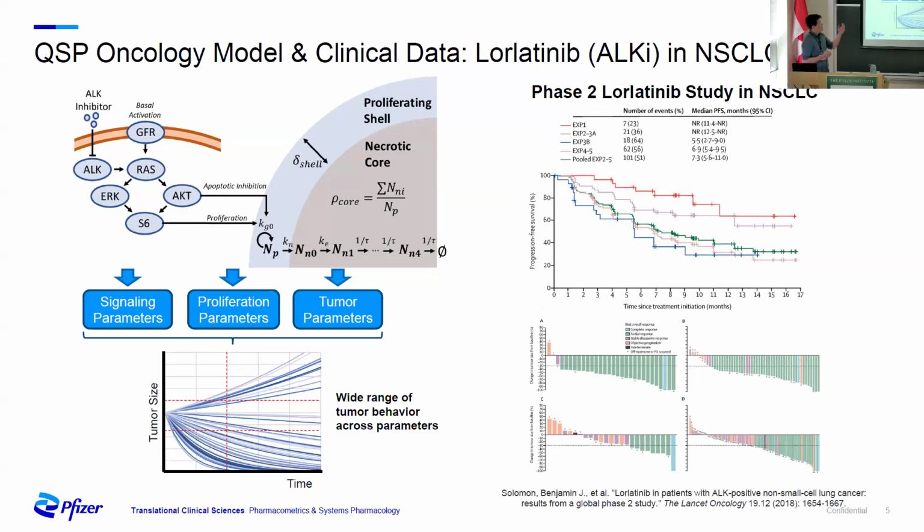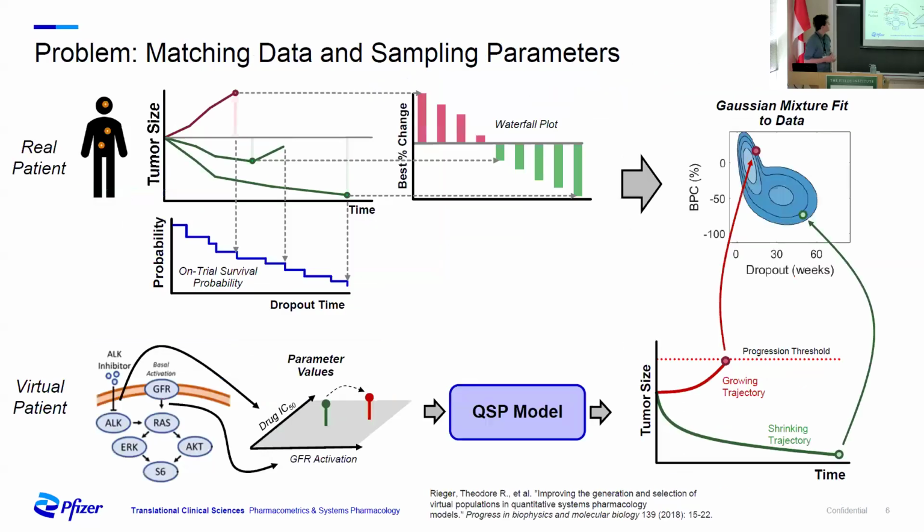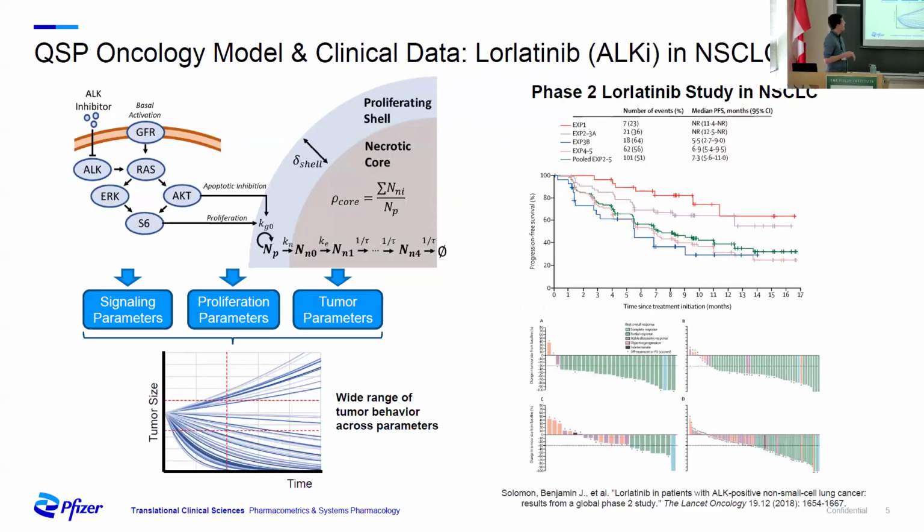The goal here is to calibrate this model against clinical data, in this case, a phase 2 study of lorlatinib in non-small cell lung cancer. Here I've shown some of the endpoints from that study that we'd like to calibrate this model against. The rationale for calibrating is that once you have a virtual population, you can use it to simulate new therapies, new dosing schedules, doses, or combination partners. So the goal is to calibrate against this historical data so that we can use this prospectively to explore other therapeutic decisions that would be of interest in development.